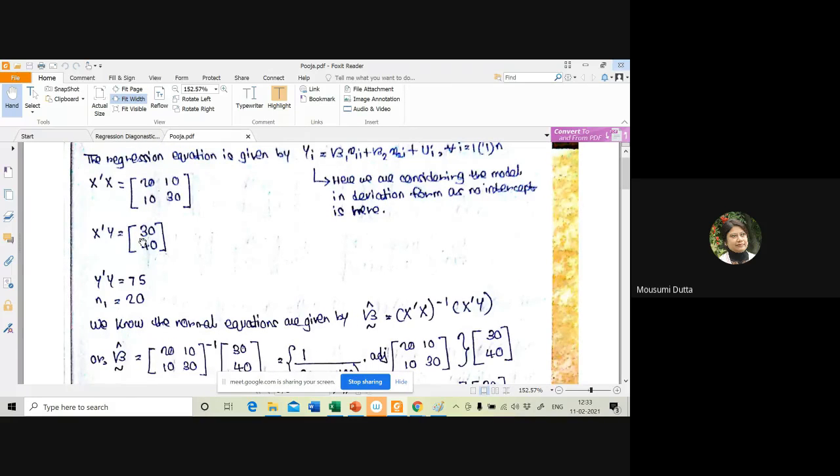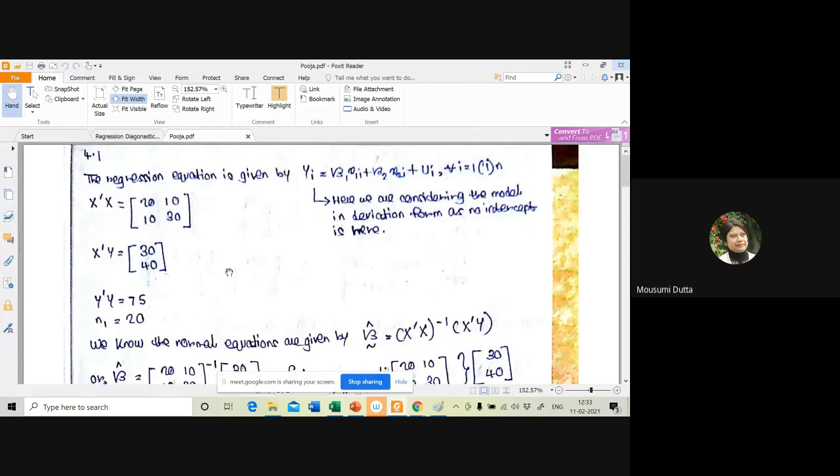This X prime X, X prime Y, Y prime Y, so that you can incorporate the information that a new observation has been added in terms of X and Y. So try these problems, try your best, I hope you will be able to do it.